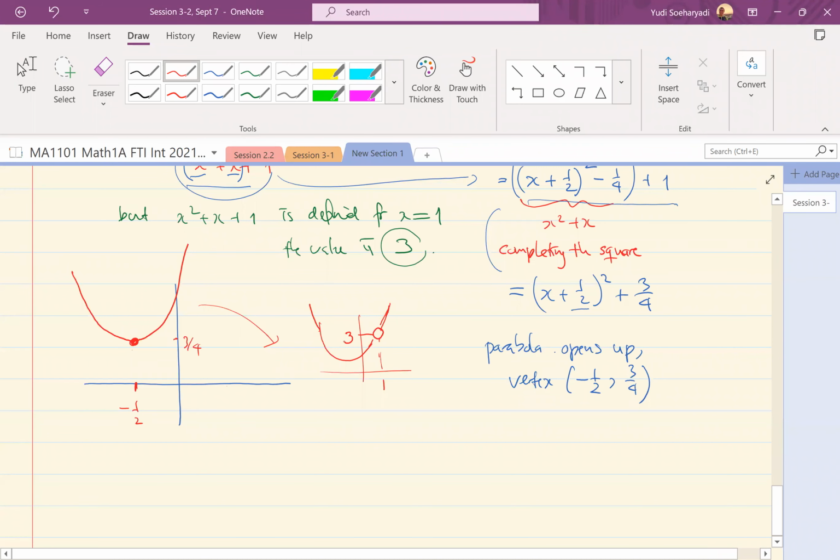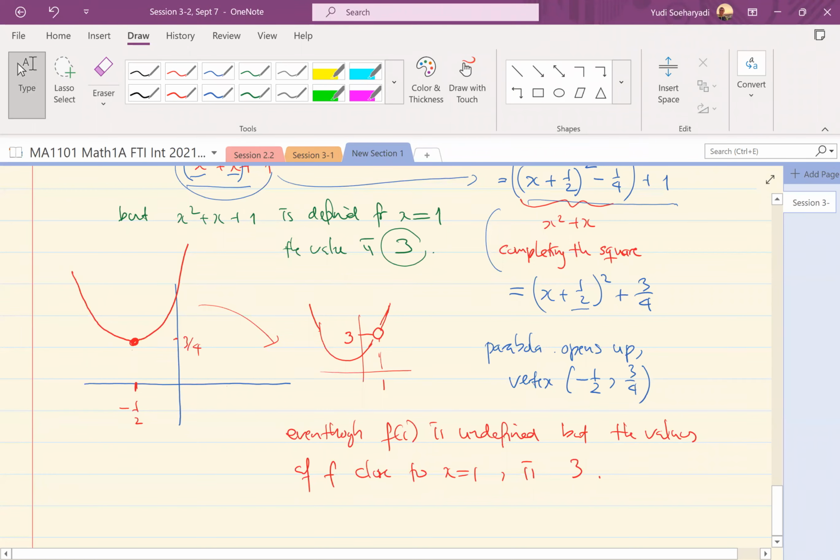Okay, so these are the conclusions. Even though F1 is undefined, the values of F close to 1 is 3.